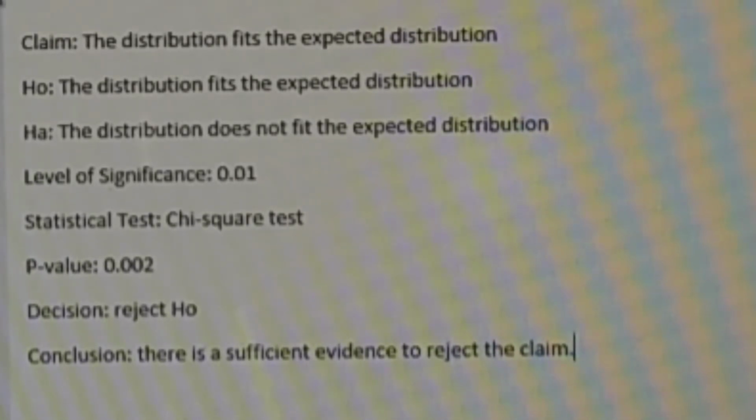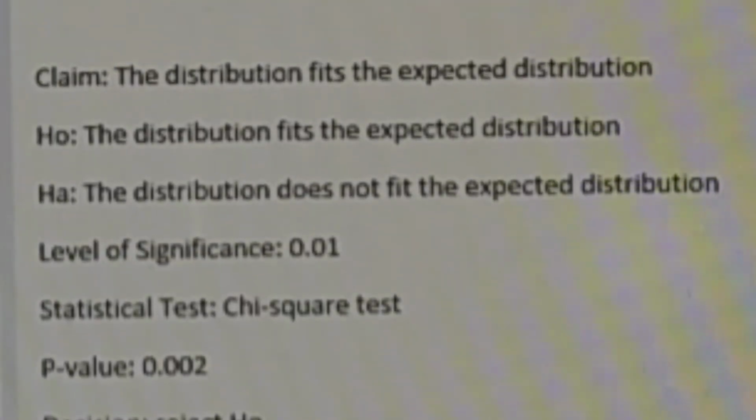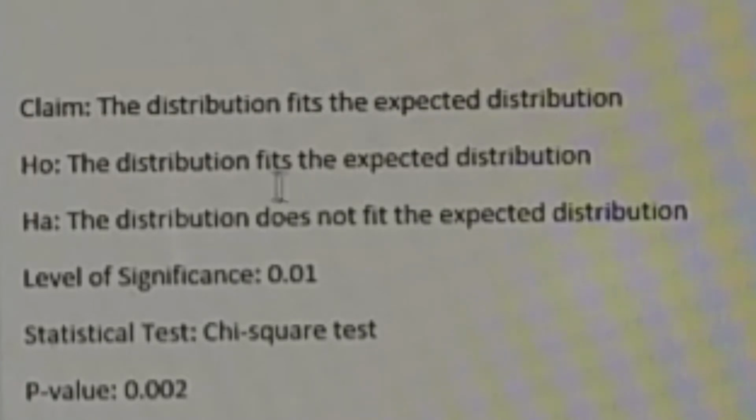For the claim, in the given problem, the claim was the distribution fits the expected distribution. As you can see in the table, this is what you call the expected distribution, and your sample would be your observed distribution. So the claim will be put in H0. Now for HA, we just write the distribution does not fit the expected distribution. For the level of significance, we have 0.01. The statistical test, we have chi-square.